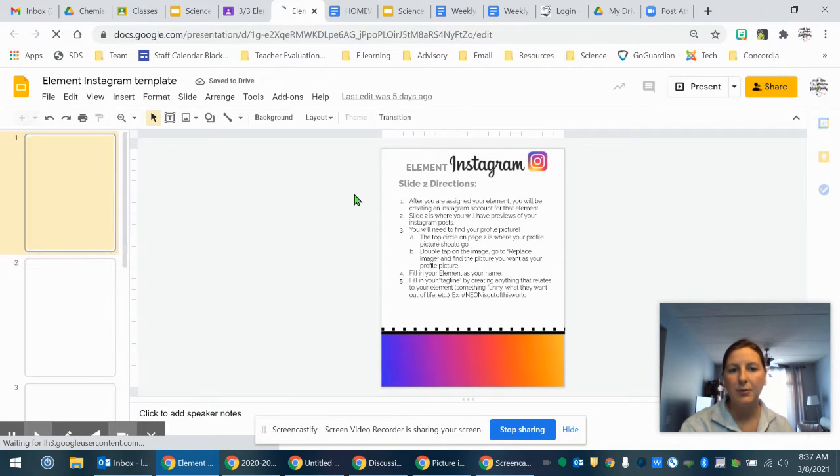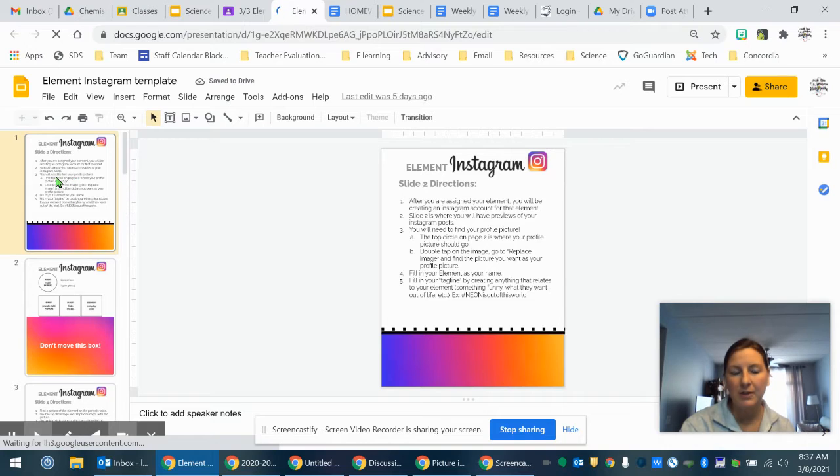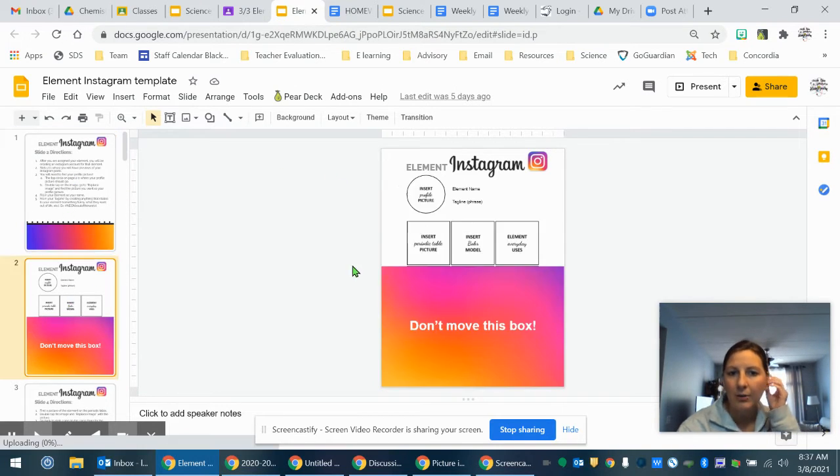keep in mind that the directions are the directions for the next slide. So for slide 2 directions, here they are. You needed to have your profile picture. Your element name is your element name. It is not your name. A tagline, something creative. And then here are your first 3 viewings of your post.